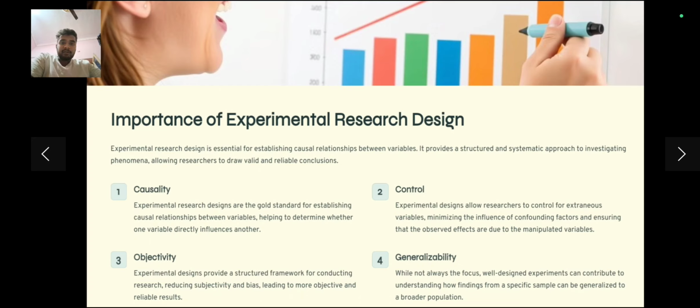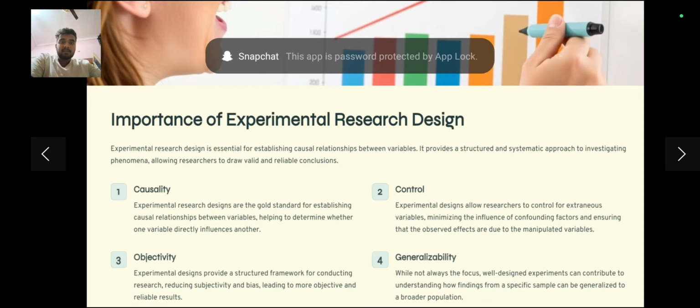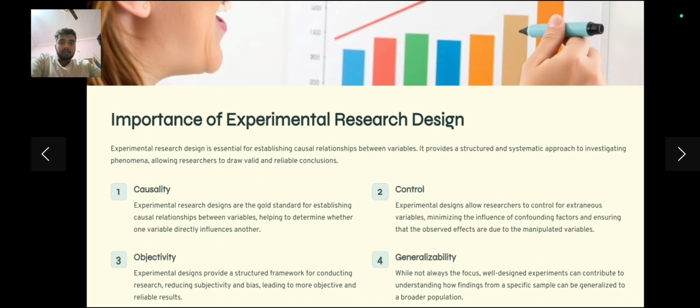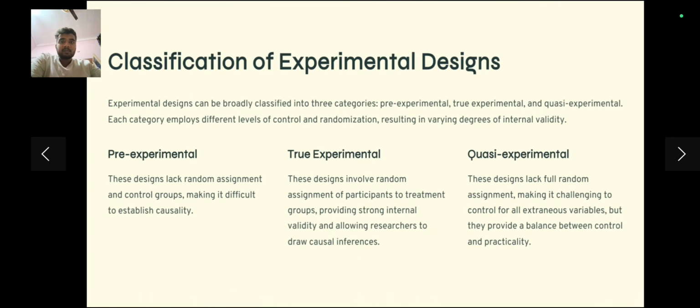Objectivity. Experimental designs provide a structured framework for conducting research, reducing subjectivity and bias, leading to more objective and reliable results. While not always the focus, well designed experiments can contribute to understanding how findings from a specific sample can be generalized to a broader population. Classification of experimental designs.